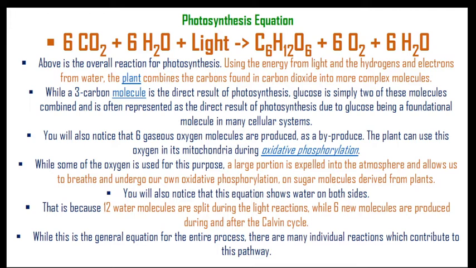This main product of photosynthesis is developed with byproducts, that is O2 and H2O. The O2, meaning oxygen, can be directly released into the atmosphere, while H2O, meaning water molecules, is liberated in the form of water vapors. So above is the overall reaction of photosynthesis. Using the energy from light and the hydrogen and electrons from water, the plant combines the carbon found in carbon dioxide into a complex molecule, that is a glucose molecule.